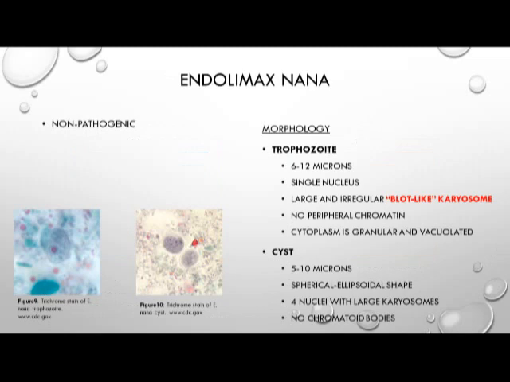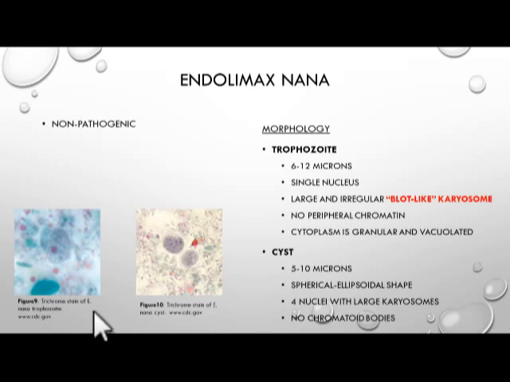Next we have Endolimax nana, again non-pathogenic. The trophozoite measures 6 to 12 microns with a single nucleus. It has a large, irregular, blot-like karyosome, a very distinguishing characteristic, and no peripheral chromatin. The cytoplasm of this species is granular and vacuolated.